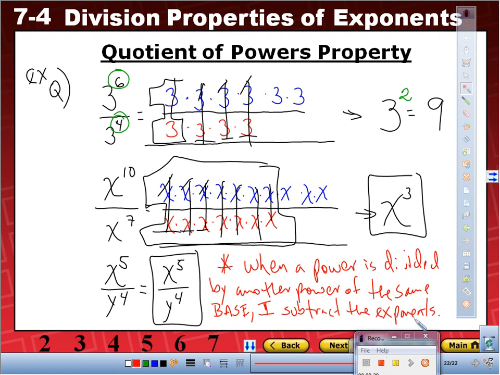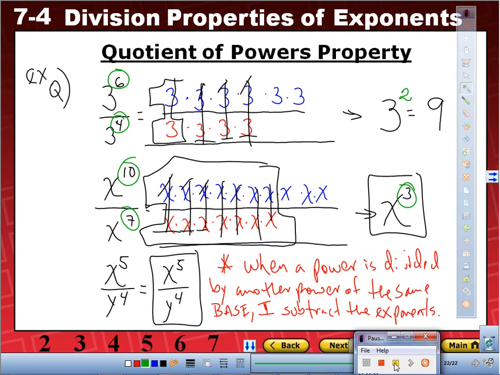Let's see. Is 3 the same base as 3? Yes. Is x the same base as x? Yes. That's why all we have to do is subtract the exponents, so we got that. Here we subtract the 10 minus 7, and we get 3. And here, look at this one. These are not the same base. That's why they stay the same.